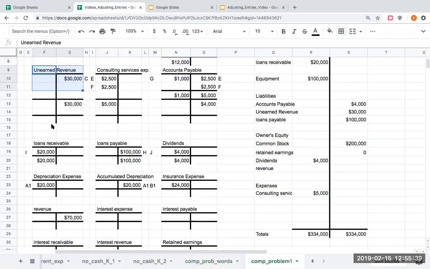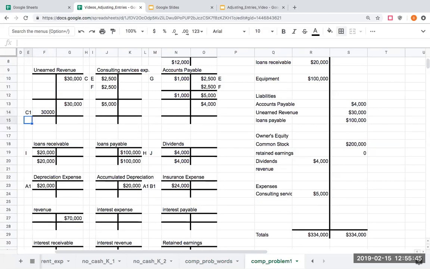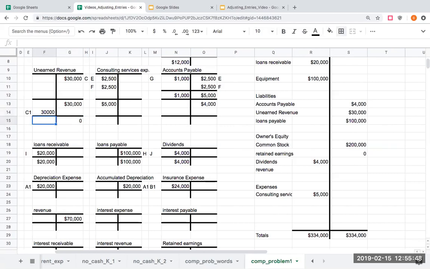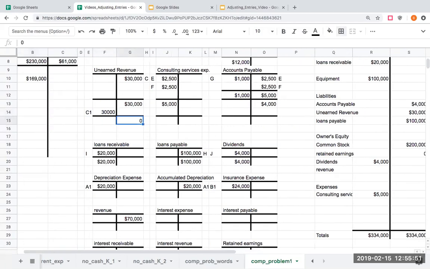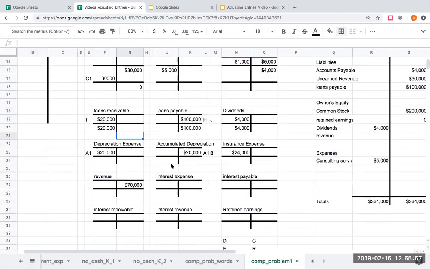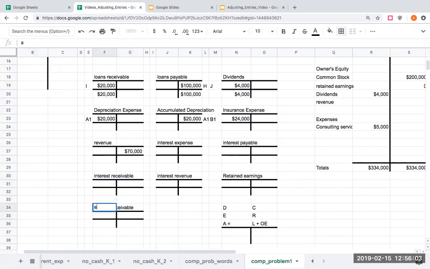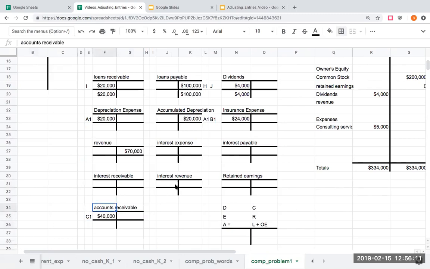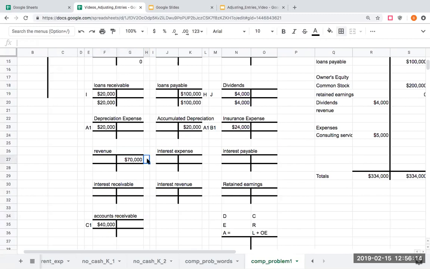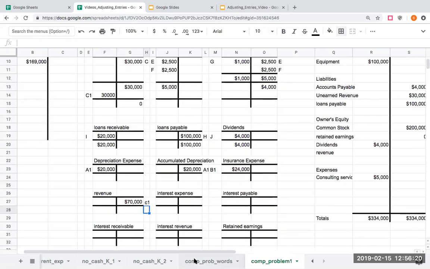So what we're going to do here is debit the unearned revenue, or that C1 here. This is now going to have a 0 balance. And then the next part is I'm going to be debiting accounts receivable, which I'll just make up right here, for 40,000, and this will also be on transaction C1. And then I'm going to be crediting revenue here from transaction C1 for $70,000. So that is transaction C.